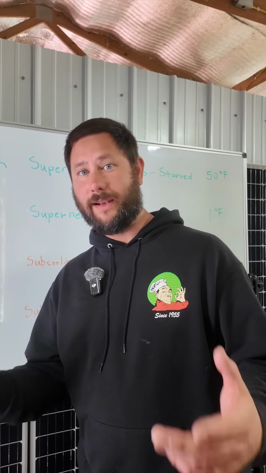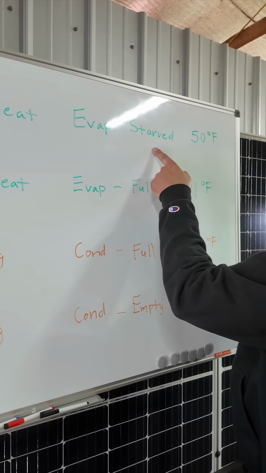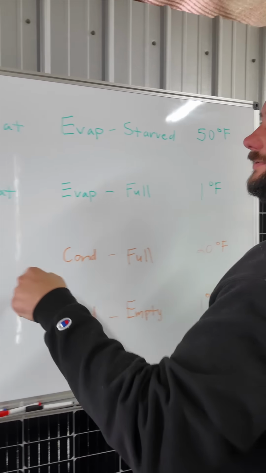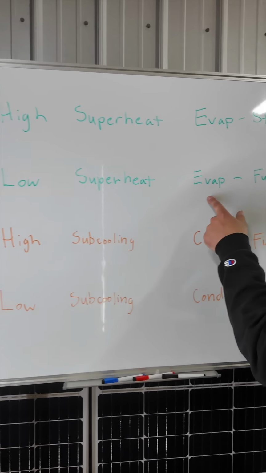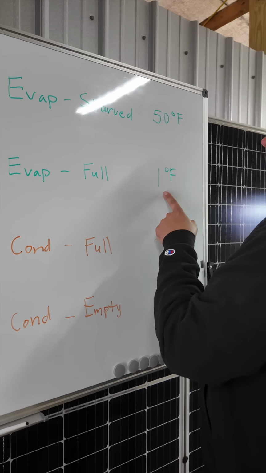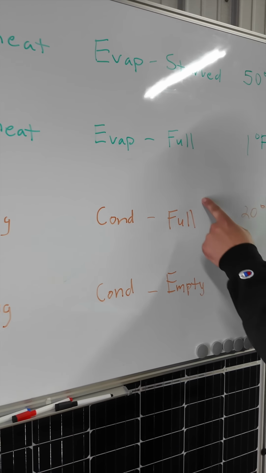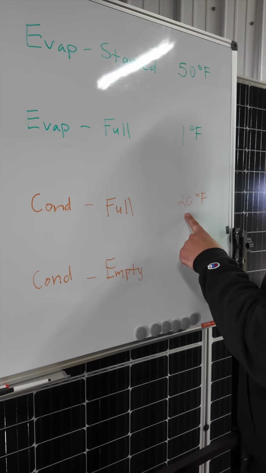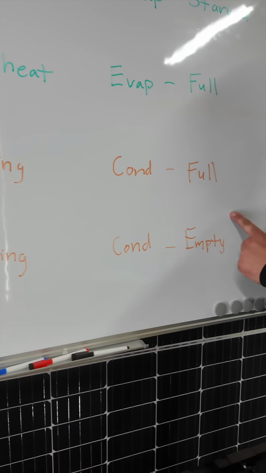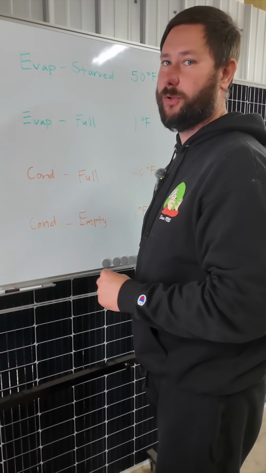Let's talk about low and high numbers and what they mean. A high superheat means the evaporator's starved. There's no refrigerant in the evaporator. This is a high superheat, 50 degrees. What does low superheat mean? The evaporator is full of refrigerant. This is a low superheat number, 1 degree. High subcooling means the condenser is full of refrigerant, and this is a high subcooling number, 20 degrees. Low subcooling means the condenser is empty. The condenser has no refrigerant. 1 degree Fahrenheit is a low subcooling number.